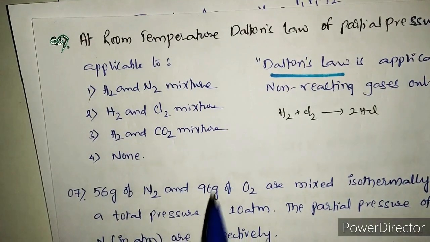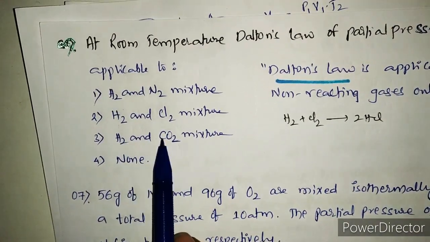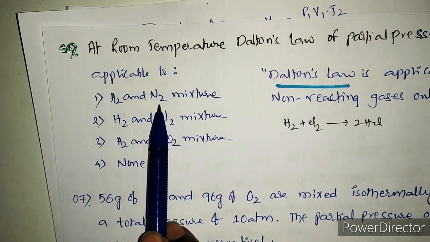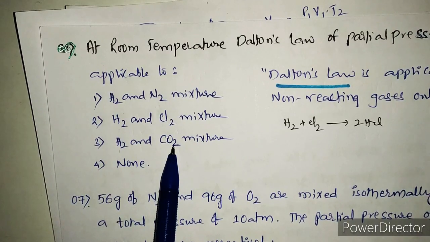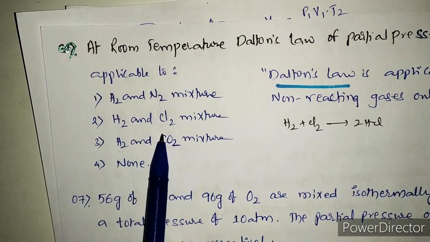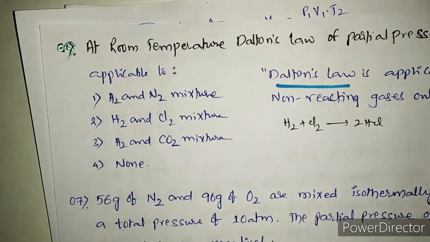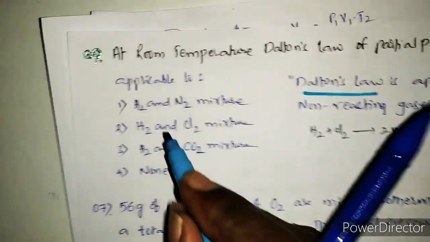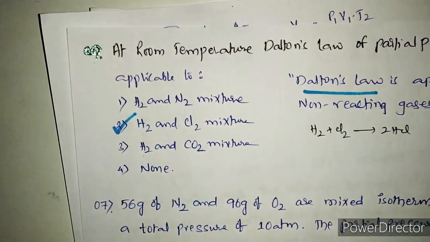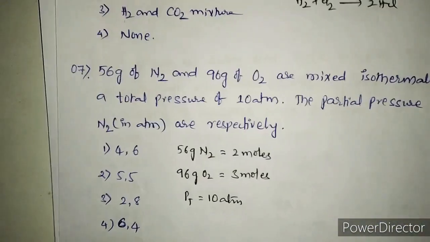So here hydrogen and chlorine are easily reacting gases. Hydrogen and nitrogen at room temperature do not react. Hydrogen and carbon dioxide also do not react. So only hydrogen and chlorine react, so that is your answer. It is a negative question, not applicable for. Your answer is 2. Next one, 7th question.